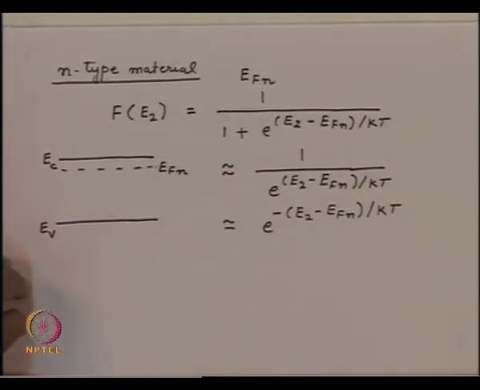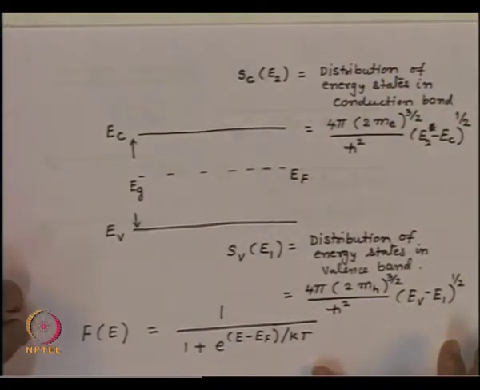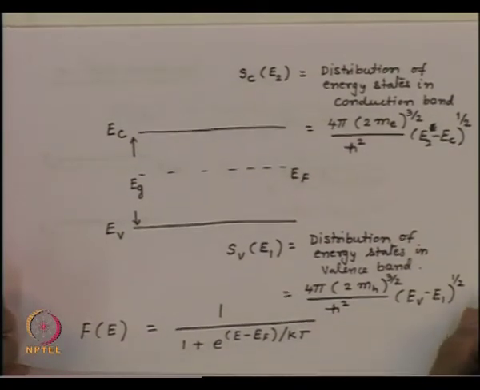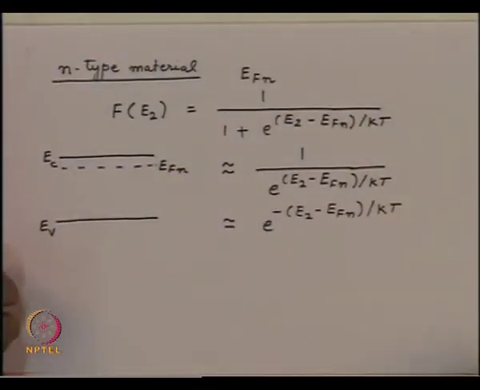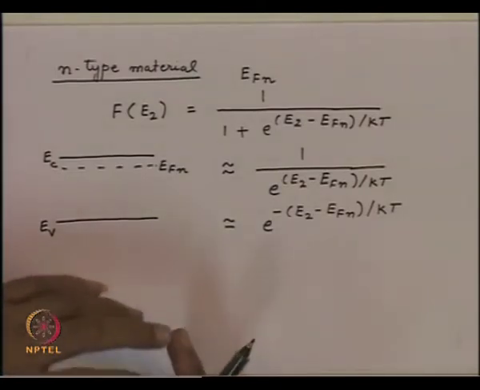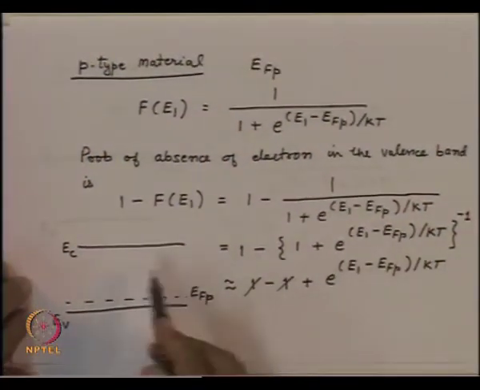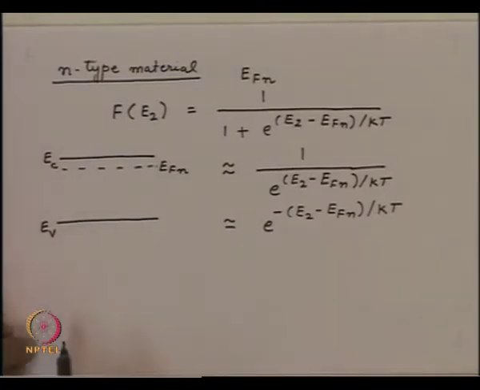So, for simplicity, although there is a variation of the density of energy states inside the conduction and valence band, for a very simple analysis we can assume that the density of states is uniformly distributed inside the conduction and valence band. If that happens, then the probability of photon generation will be the product of these two quantities, this quantity here and this quantity here.